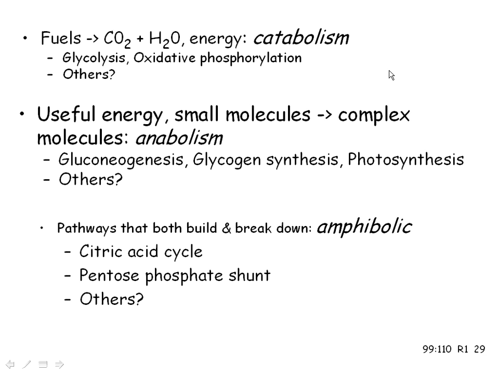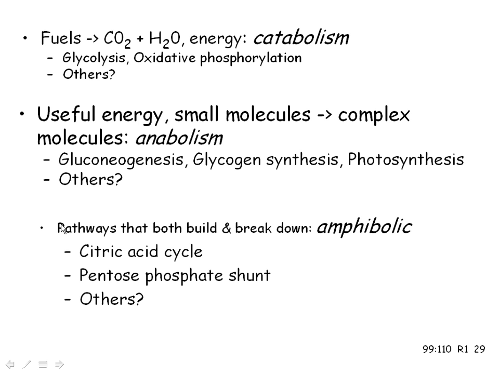If you have energy in a usable form and small molecules to build up bigger ones, that's anabolism, like anabolic steroids. Gluconeogenesis, you're building up glucose molecules. Glycogen synthesis, you're building up glucose polymers, glycogen. Photosynthesis, you're building up sugar molecules from carbon dioxide. We've talked about a few other anabolic pathways.